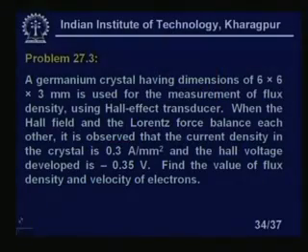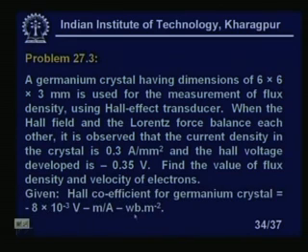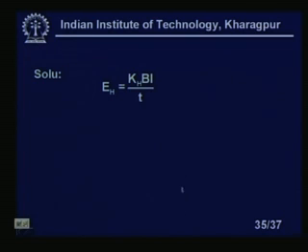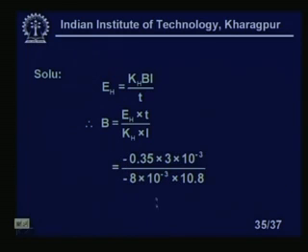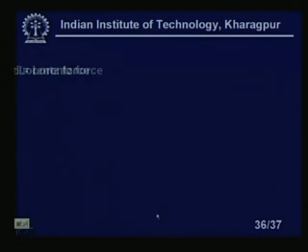Let us look at that problem again. This is our problem. Given that the Hall coefficient for the germanium crystal is -8 × 10⁻³ volt meter per ampere Weber per meter square. Solution: E_H = K_H B I / t, as we have seen. So, B = E_H t / (K_H I). You just put all these values in. So, B = 0.012 Weber per meter square.